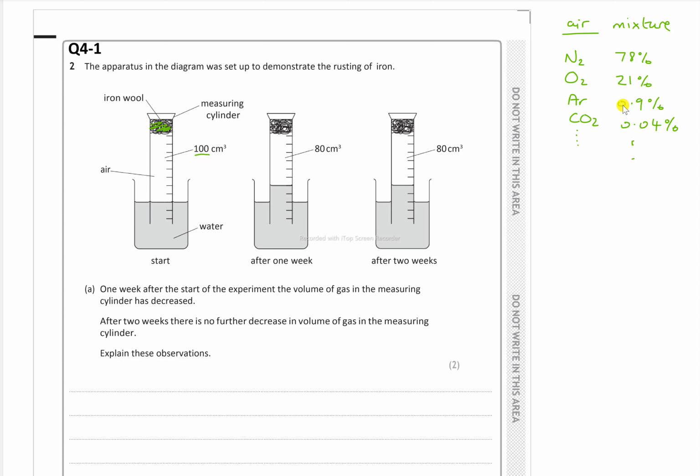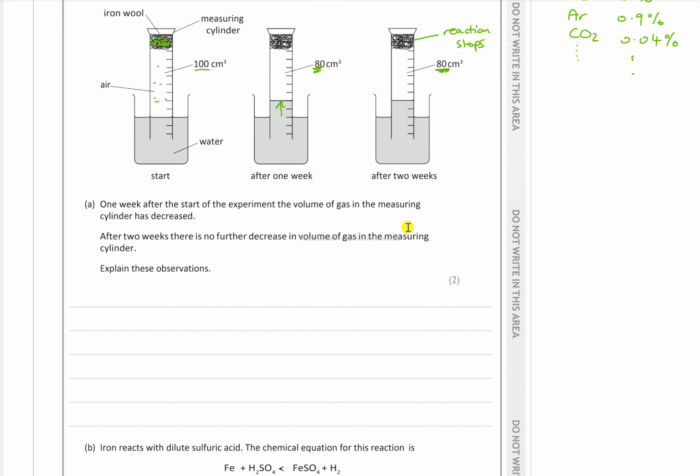Right. After a week, the oxygen is being used up, so it's dropped to 80. So that's why the water level's gone up. After another week, they measured it and it's remained at 80. That means any oxygen that was in here has been used up. There's no more oxygen in there, so there's no more reaction taking place. So there's no more rusting. Reaction stops.